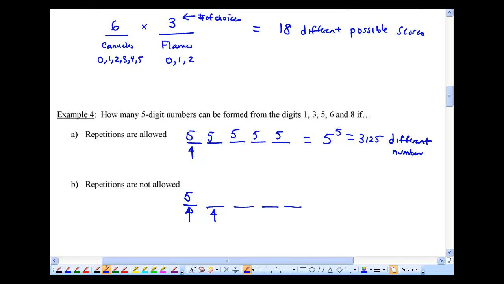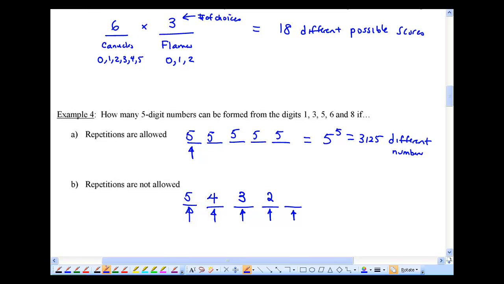How many choices do I have for the next digit? Now remember, once I've chosen one of them, it cannot be used again. That's what it means when repetitions are not allowed. So how many different possible choices do I have here? If you said 4, I'm happy. And then how about the next one? If you said 3, I'm ecstatic. If you said 2, yeah.